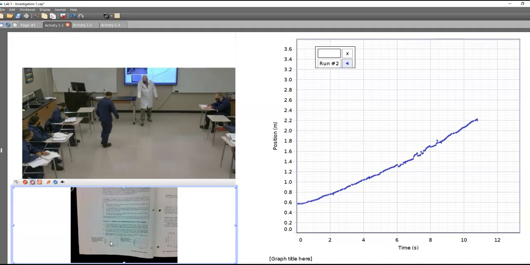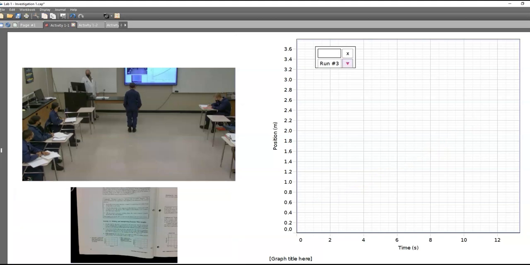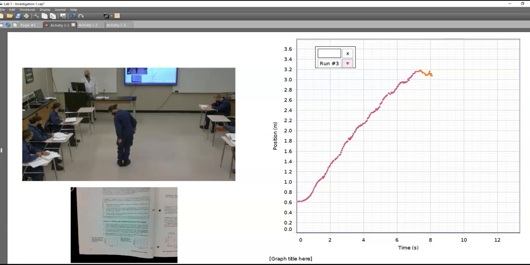Okay, start right there. This time I want you to move away at a faster pace. So when you hear the clicking, go ahead and go. All right, that works fine, thank you. All right, not too bad.